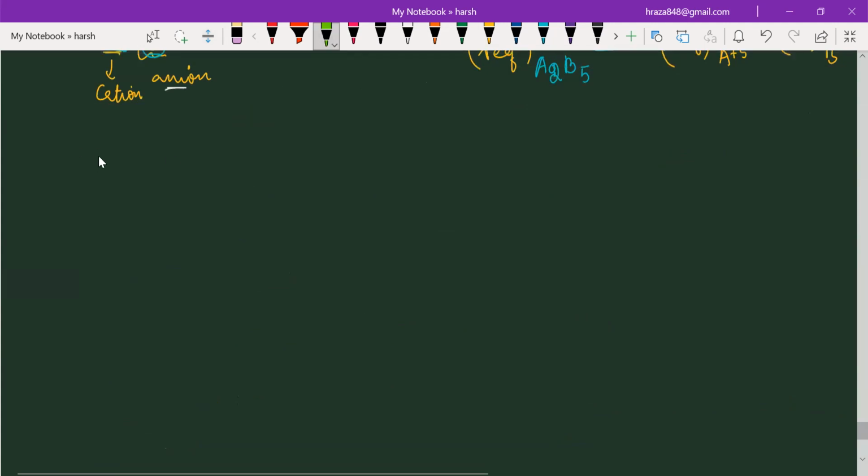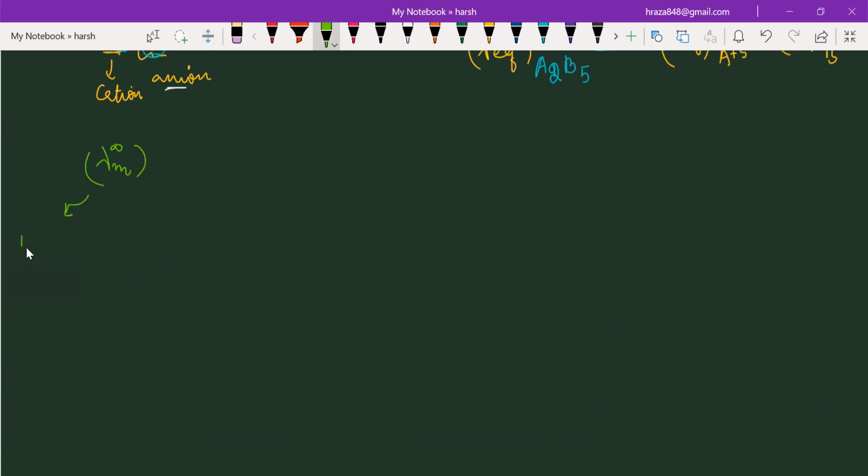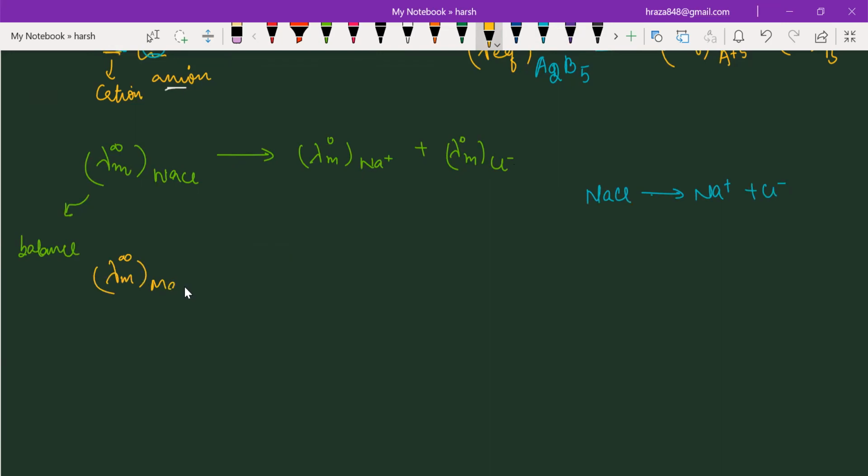Now, when we talk about molar conductivity, it is also the same, but here we have to balance. Molar conductivity of NaCl will be equal to lambda m infinity of Na plus plus lambda m infinity of Cl minus, because when NaCl dissociates, it will be Na plus and Cl minus. Yes or no? Yes, sir. Now, can you write the value of MgCl2? Just a minute, sir.